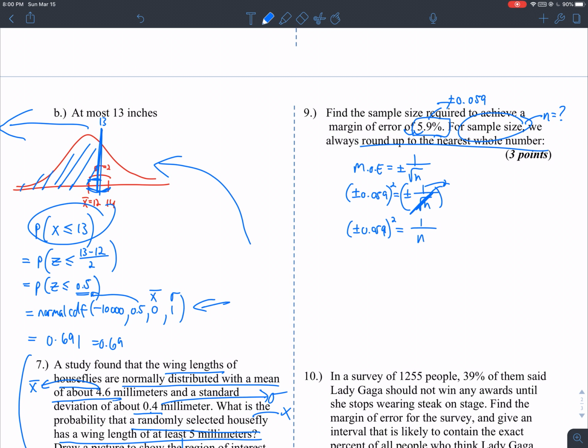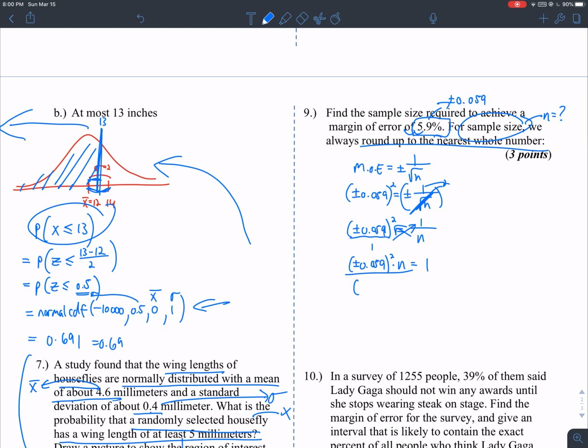And now what you have to do is some cross multiplication. Okay, cross multiply here, and this is over 1. You can think about that as being cross multiplication. So I have plus minus 0.059 squared times n equals 1. And then you just divide this out.